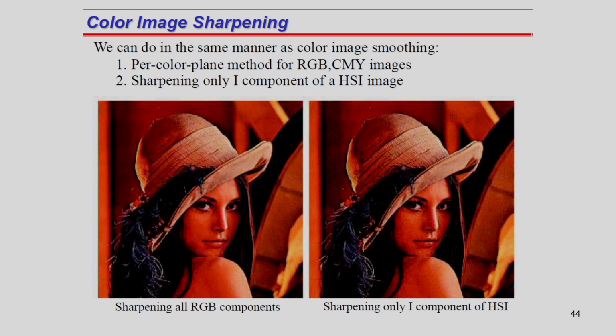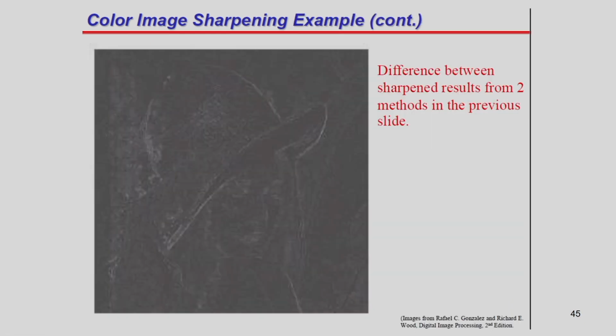And also I can apply the high pass filter, that is the color image sharpening. So again I can do like this. I can consider RGB components, or I may consider only the intensity component for the HSI model. Like I have already explained, this is the difference between the sharpened results from the two methods in the previous slide.